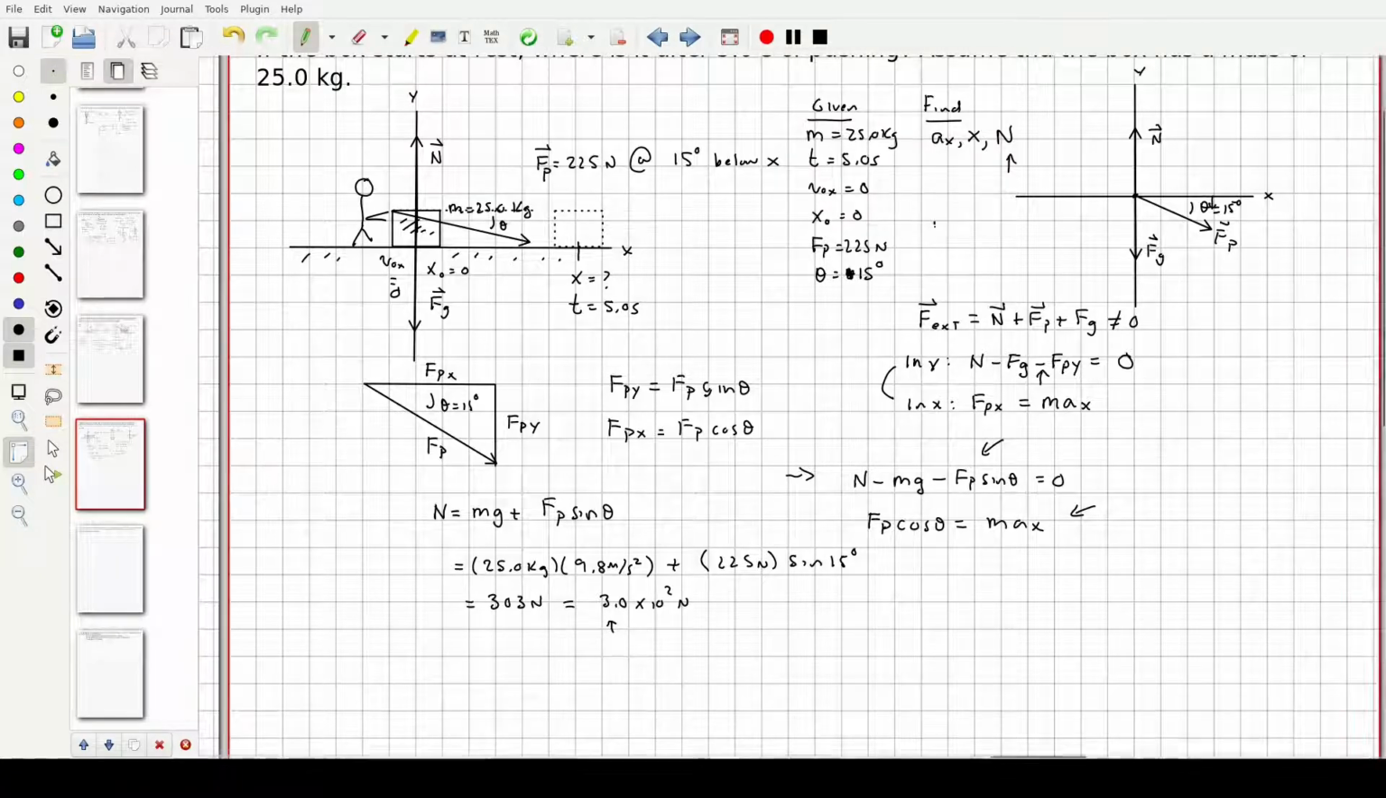And the normal force itself is going to be up, like that. So here's the answer to the first part. We were asked, what's the normal force? Okay. Now, the next part deals with the dynamics of the situation.